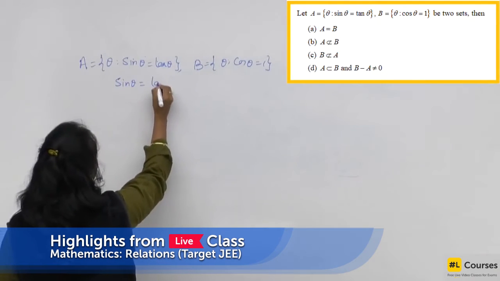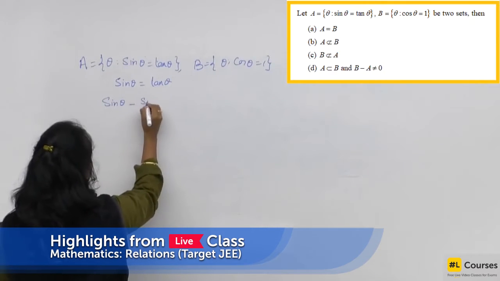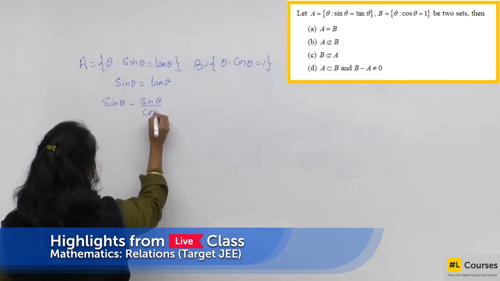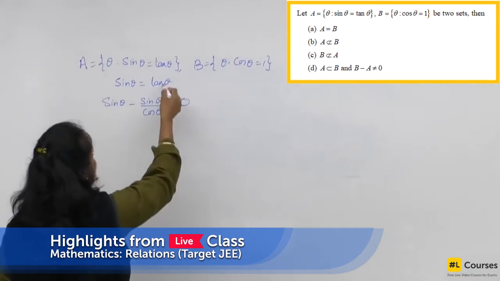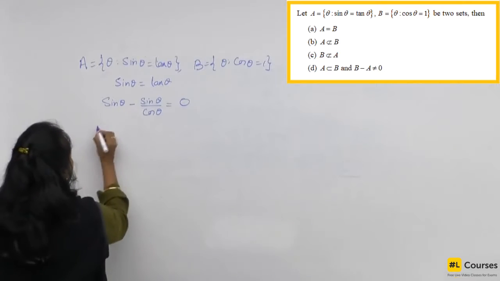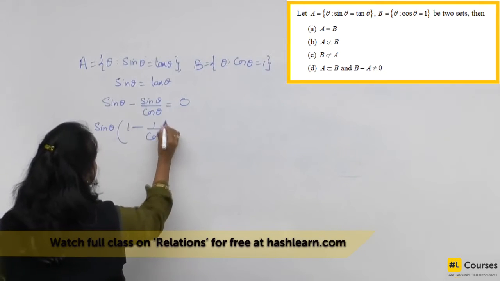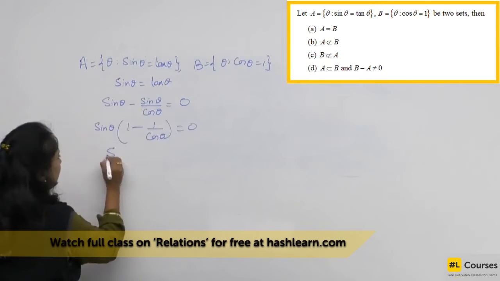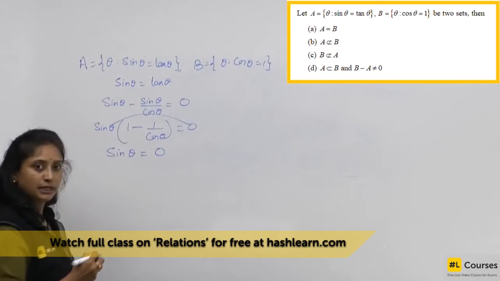Sin theta is equal to tan theta, and I can write sin theta minus sin theta by cos theta is equal to 0. Am I right? Because I have pushed tan theta to this side. I will take sin theta common, then you have sin theta times (1 minus 1 by cos theta) is equal to 0. I will take sin theta is equal to 0, one option I am taking.